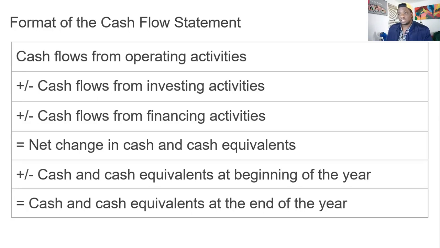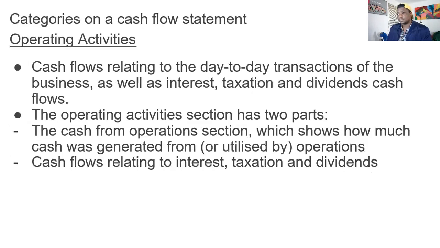And then cash flows from financing activities can be either. And then once you say cash flows from operating activities, plus or minus cash flows from investing activities, plus or minus cash flow from financing activities, then you get the net change in cash and cash equivalents. And then you add or subtract cash and cash equivalents at the beginning of the year. If you have a negative balance in your bank account, it will be on the negative side, which is the bank overdraft. And then you'll end up with your cash and cash equivalents at the end of the year.